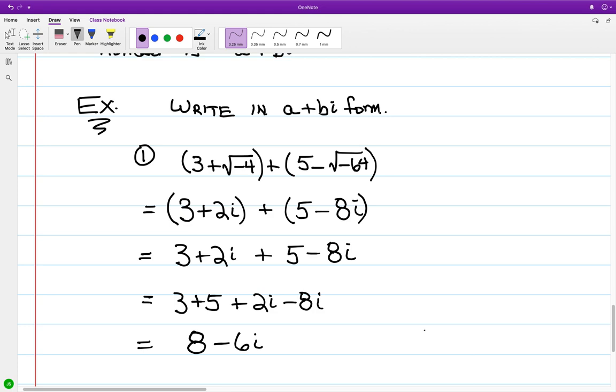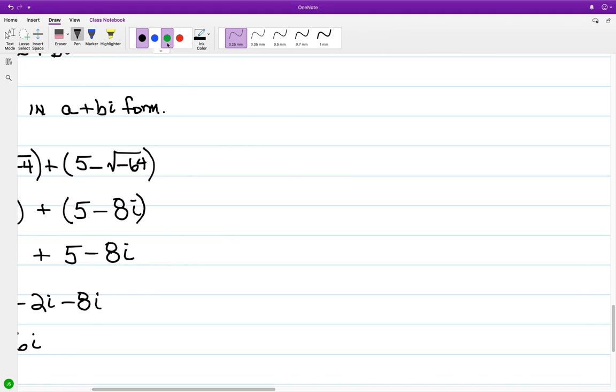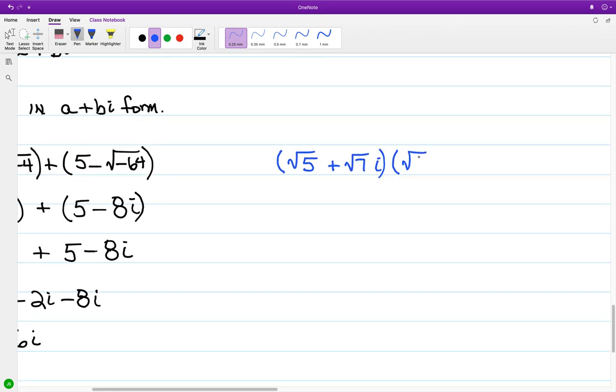Now, let's say we are multiplying complex numbers together, and we have the square root of 5 plus the square root of 7 times i, times the quantity of the square root of 5 minus the square root of 7 times i. So if we look at multiplying these together, we'll do this one gradually.